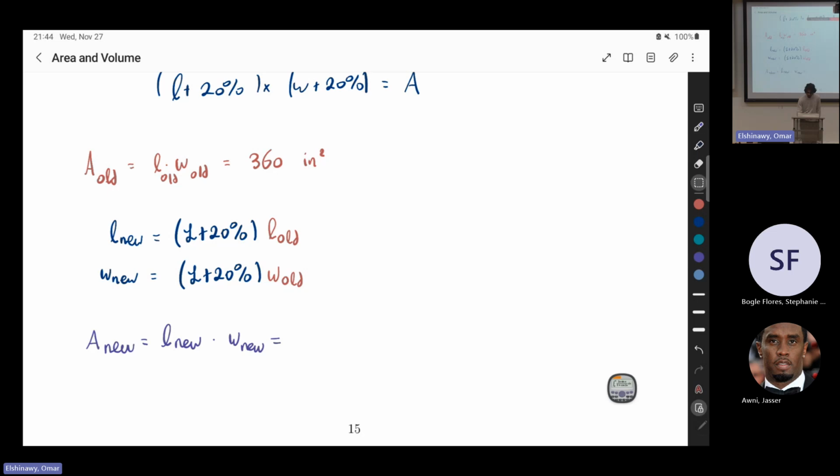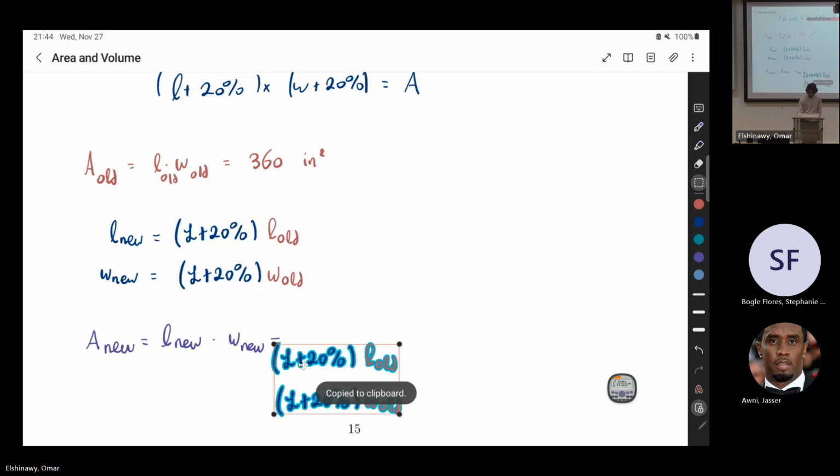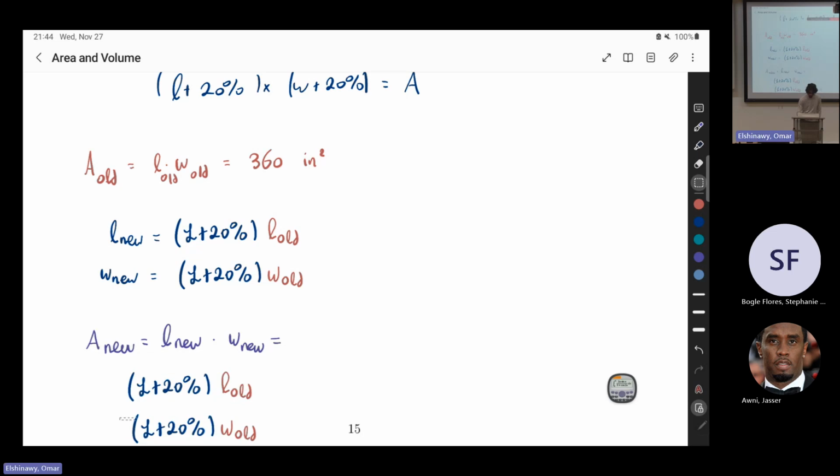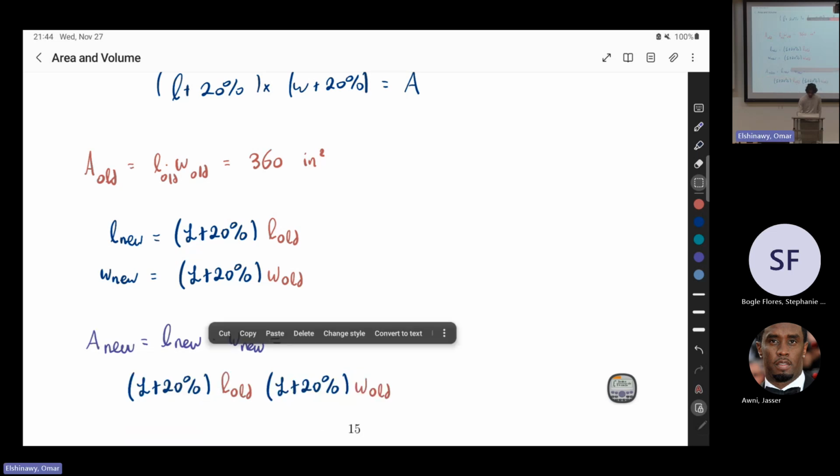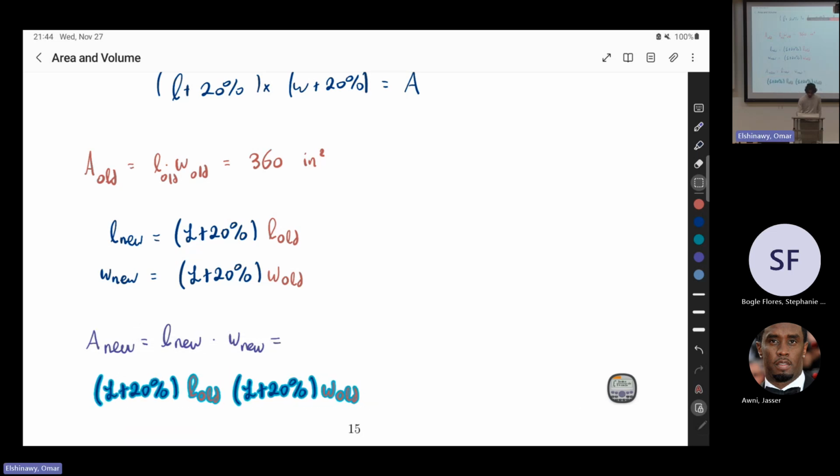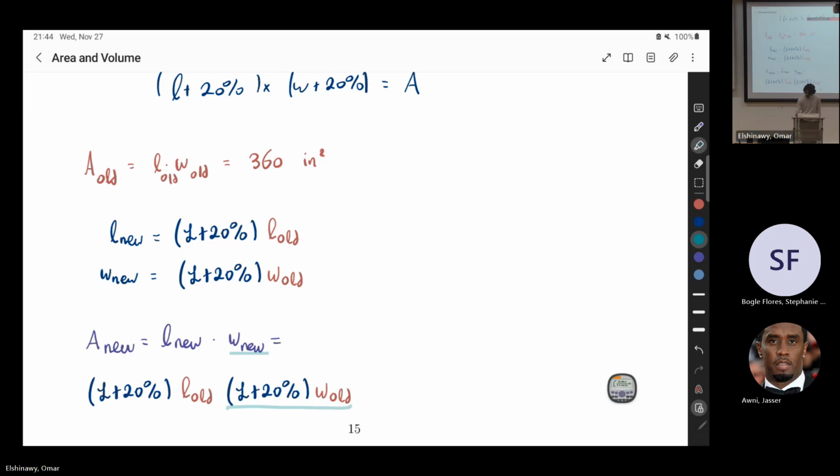And now we make a nice substitution. So I replace L new with 1 plus 20% times L old. And I replace W new with 1 plus 20% times W old. And here is what I think you were pointing out briefly earlier, which is that it's kind of like the 20% gets multiplied twice.